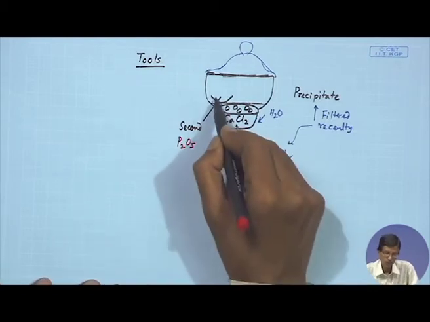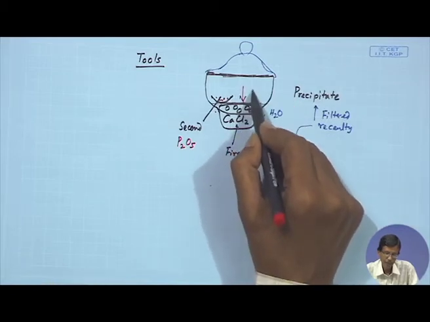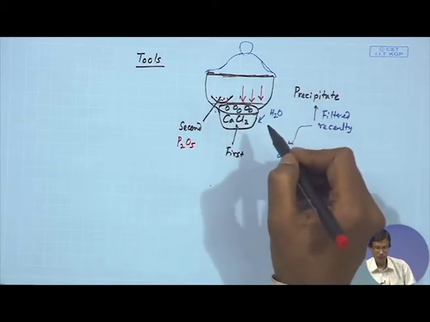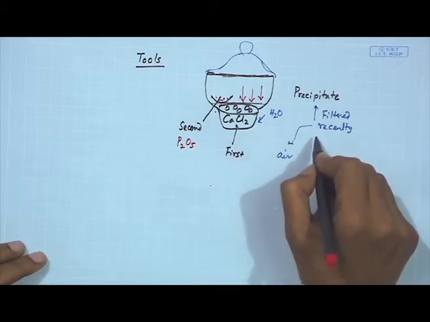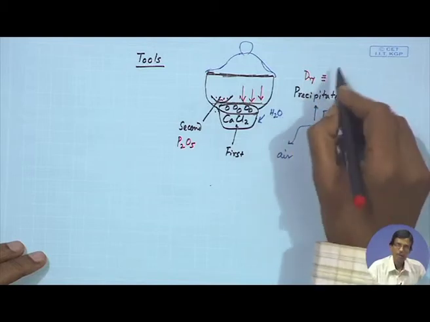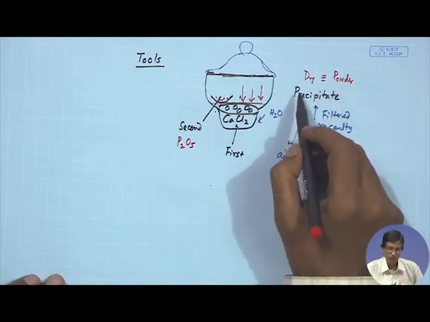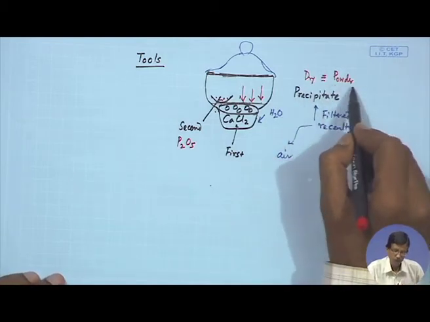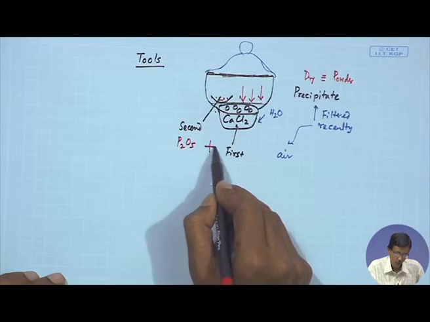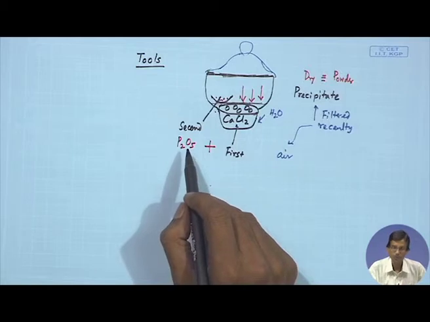So, this white powder you can put inside, and you can keep samples over here. Within a few hours or overnight, your sample, that means the precipitate, is dry enough. So, you make it dry, and you get a powder sample which is pretty dry. So, along with calcium chloride, you can also use a second desiccant which is your P2O5.